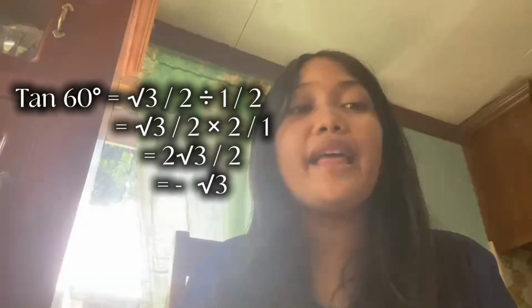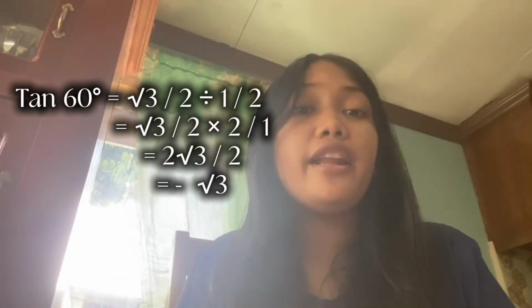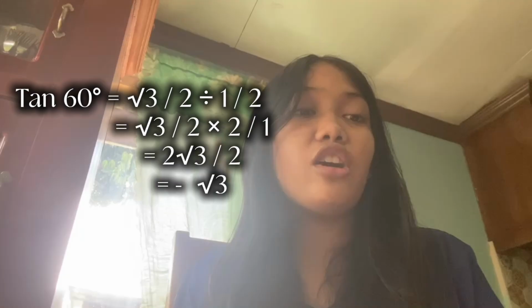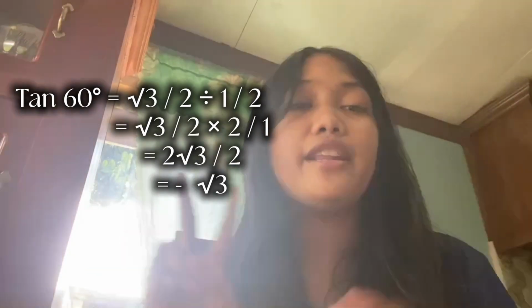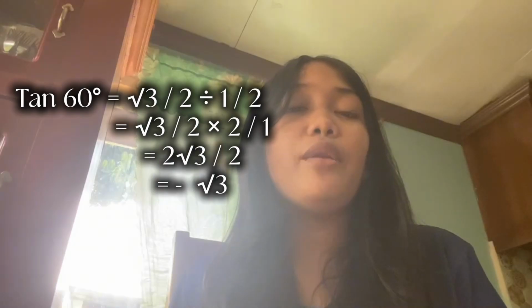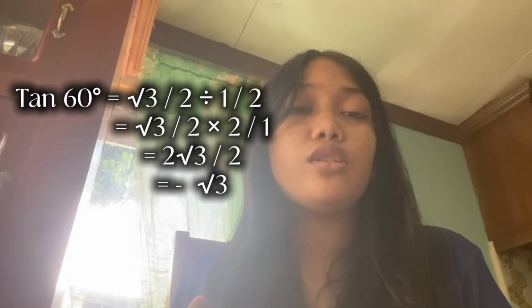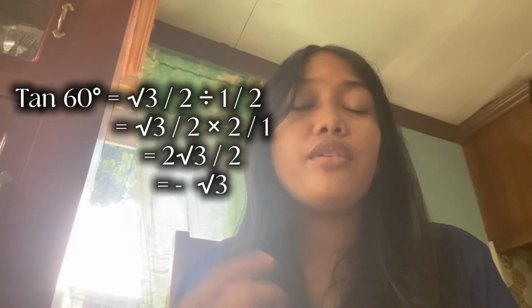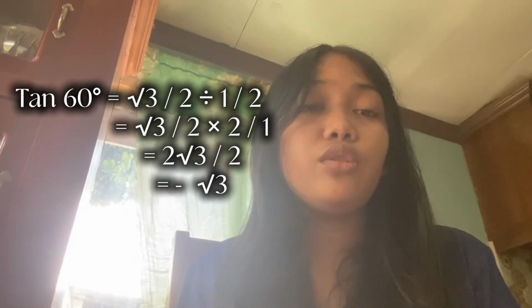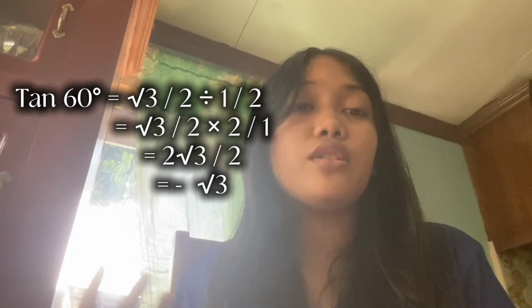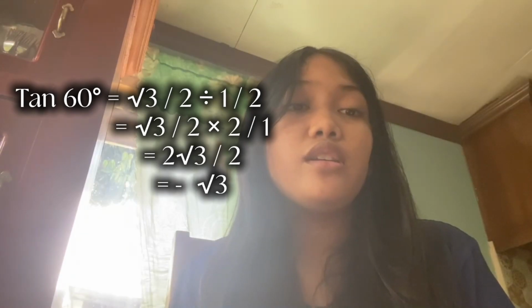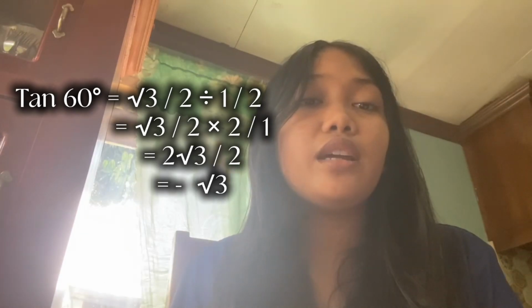Step 4. Apply the sign for quadrant 2. Since sine is positive and cosine is negative in quadrant 2, we're going to divide the two. So, sine 120 degrees is equal to positive square root of 3 over 2, while cosine 120 degrees is equal to negative 1 over 2. So we divide the two, and the result is negative square root of 3.